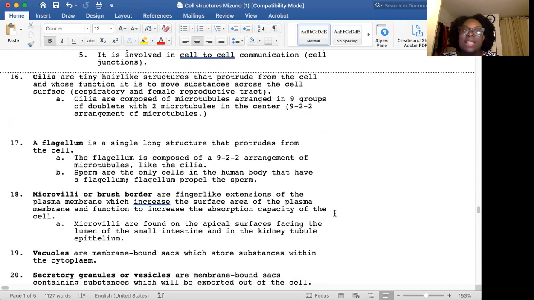Okay, so we have the cilia. They're tiny hair-like structures, and what I can think of is that they're these tiny little hair-like structures that help to move things in the cell. So their function is to move substances across the cell surface. And cilia are composed of microtubules arranged in 9 groups of doublets with 2 microtubules in the center. So that's how it's arranged.